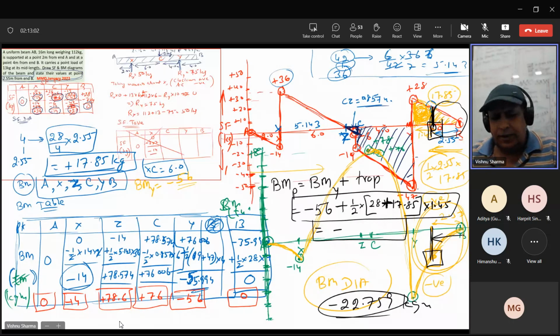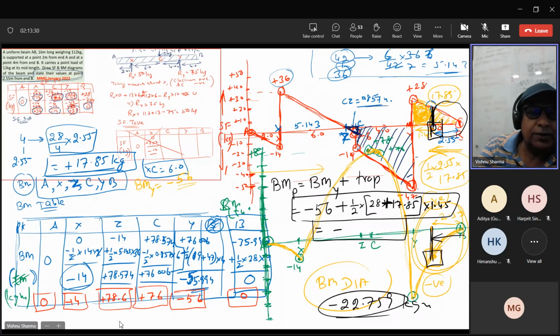Guys, does this question give you some comfort about how to handle the question in steps, starting with the beam diagram, then getting the reactions, then identifying the points for SF, then making the SF table, then drawing the SF diagram, then picking up the points for BM table, making the BM table, making the BM diagram, and if any answers are to be put, they can be put.